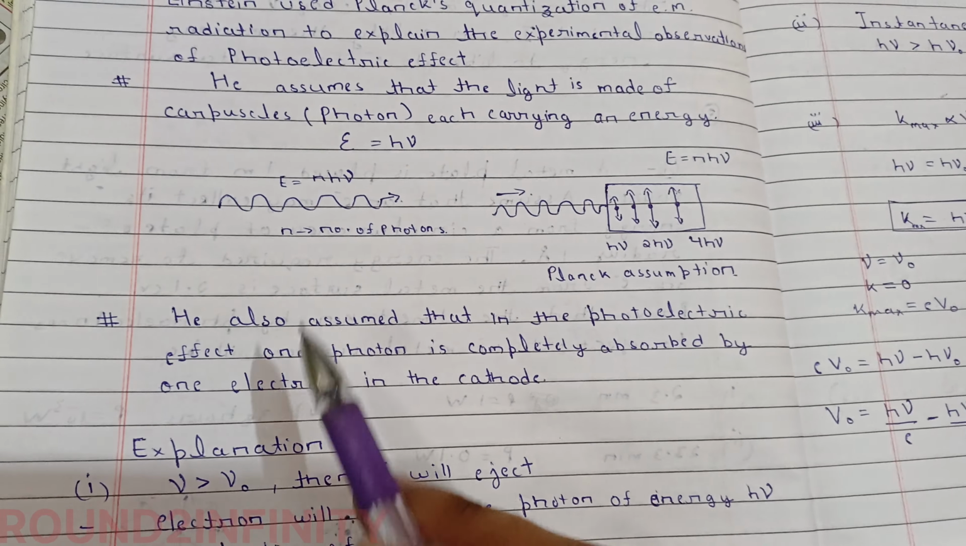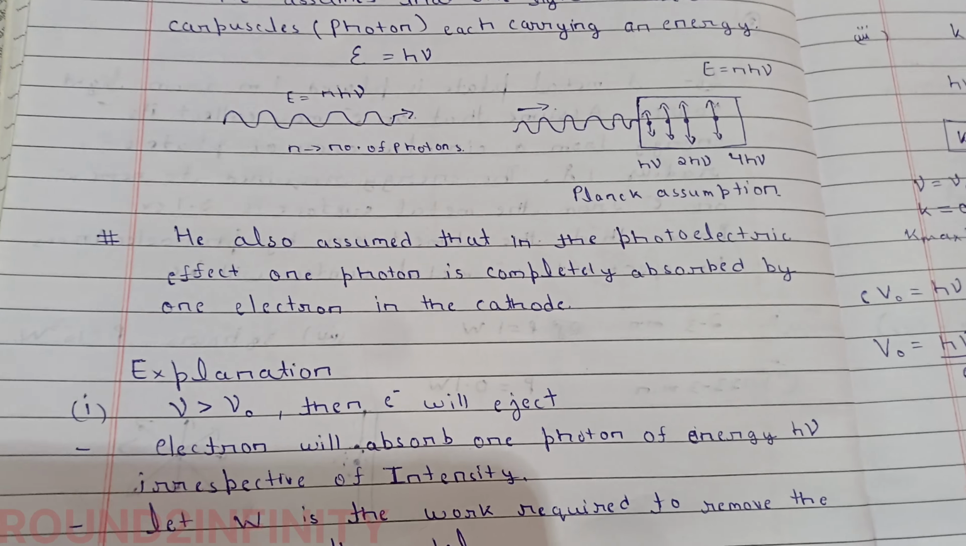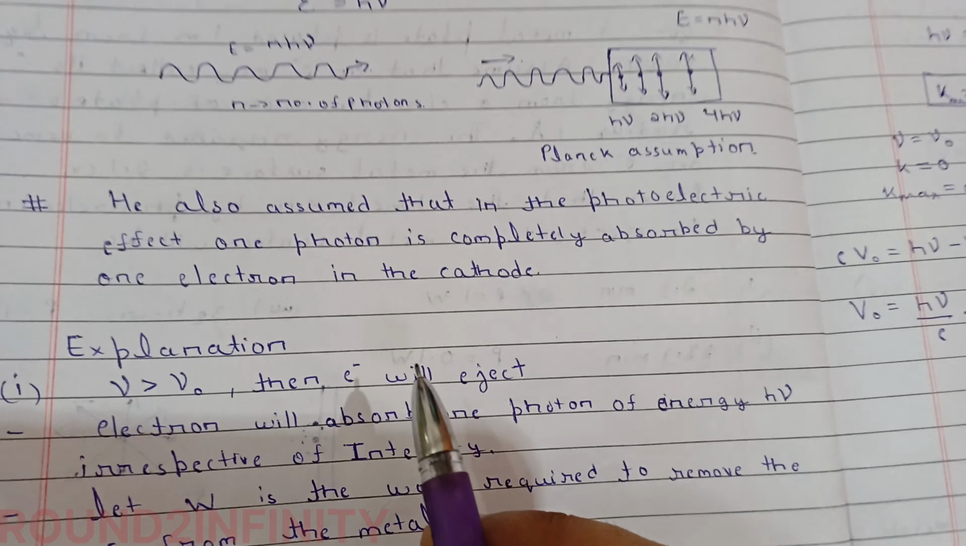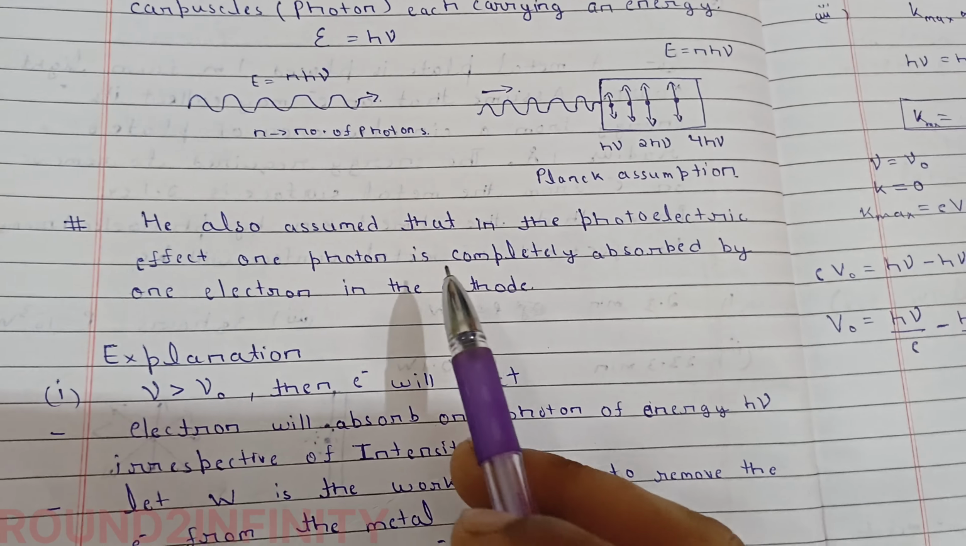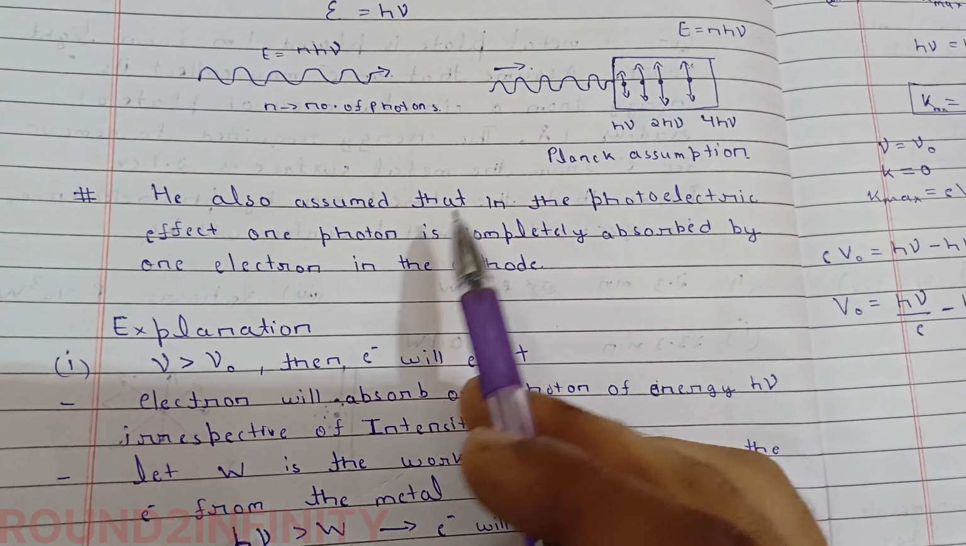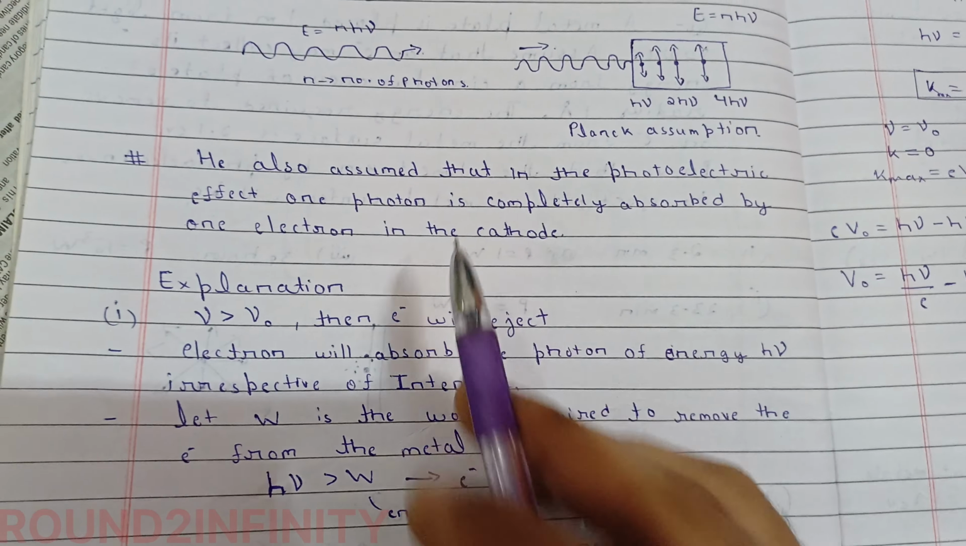So this was the first assumption. Second, Einstein also assumed that in the photoelectric effect, one photon is completely absorbed by one electron in the cathode. So only one photon will be absorbed by one electron to emit. Okay, so this was the second assumption.